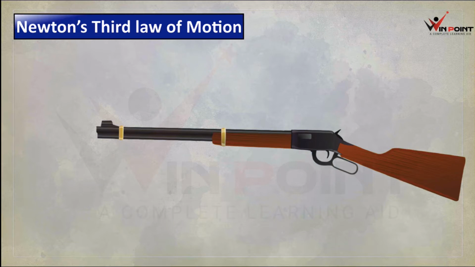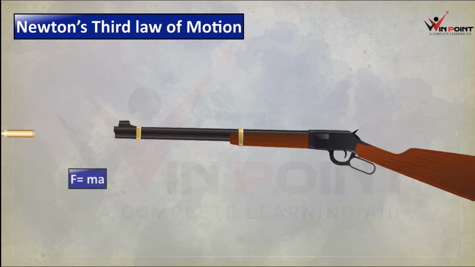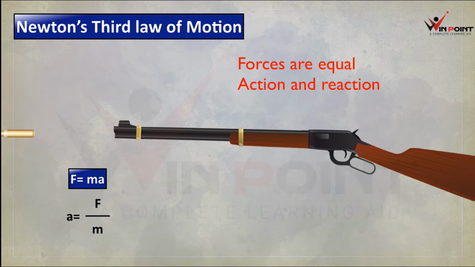What is the equation for force? We have the equation for force, F equal to ma, right? From this equation, can you make an equation for a? Yes, a will be equal to F by m. The mass is in the denominator, right? If the mass is more, the acceleration will be less. Here, if the mass is more, the acceleration will be less.